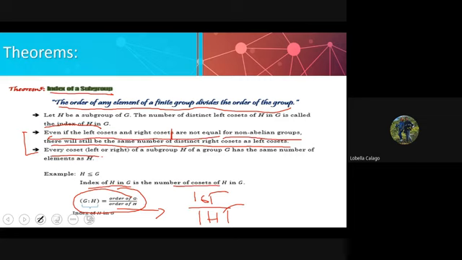Next, every coset, either left or right, of a subgroup H of a group G has the same number of elements as H. So the cosets, right or left, have the same number of elements as H. For example, if H has 2 elements, then the left and right cosets also have 2 elements. Okay? Take note of that. We will have this example so that we can appreciate what I am saying about the theorems and definitions. So here we go to the example.